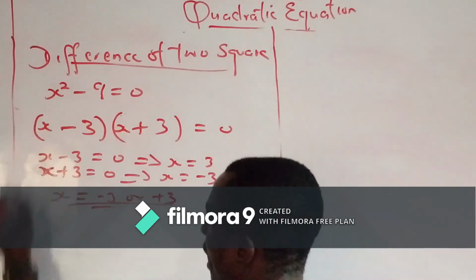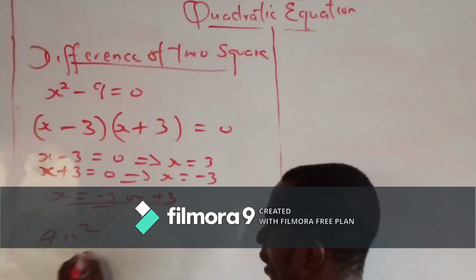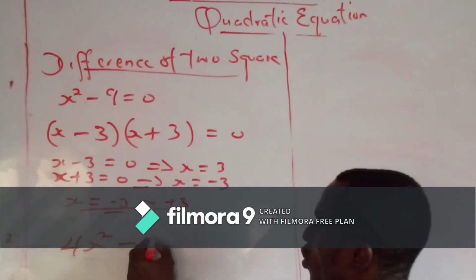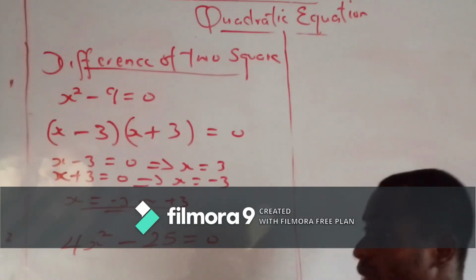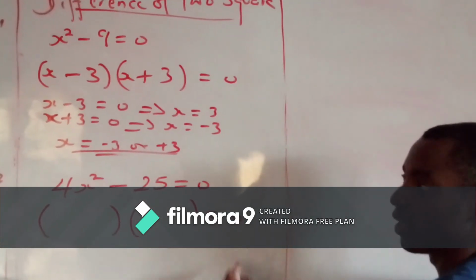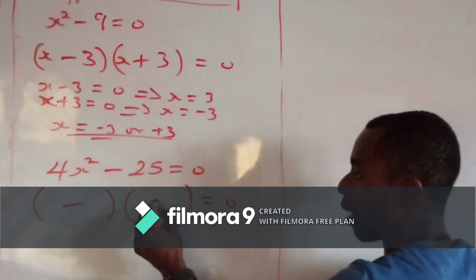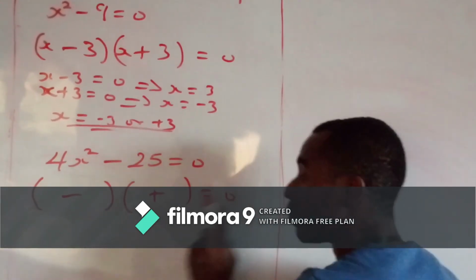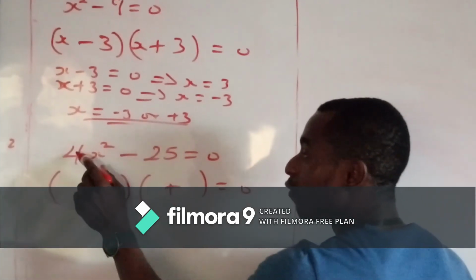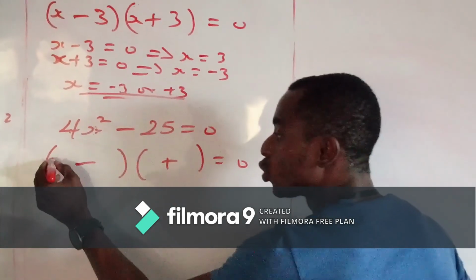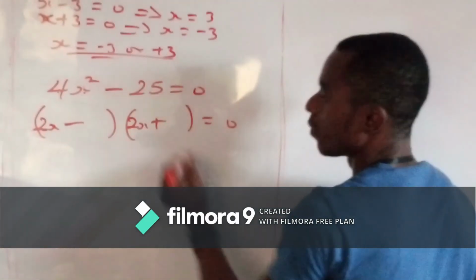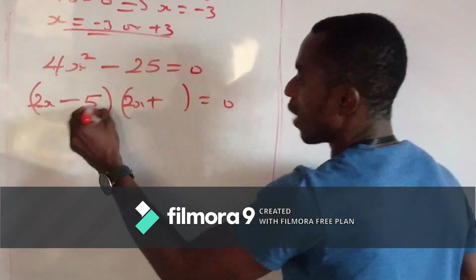Now you will see this again in this form. 4x squared minus 25 equals 0. The same thing. When you have this, open two brackets and equate them to 0, you have minus in one and plus in the other. Now be careful here. Find the square root of the value here. The value here is 4x squared. Square root of 4 is 2. Square root of x squared is x. So you have 2x, 2x. Square root of 25 is 5. So put 5 and 5.